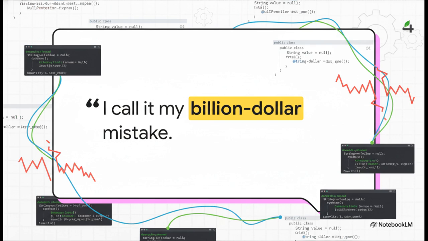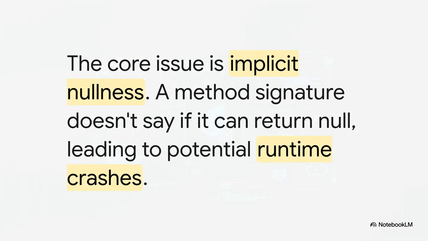For decades, we've all been fighting these runtime null pointer exceptions, and now Spring Boot 4 is finally giving us a powerful, modern way to stop them. The real problem has always been this thing called implicit nullness. You look at a method like this one, and you're just flying blind. You have no idea if it can return null. You have to guess, or hope the docs are up to date, or go digging through the source code.